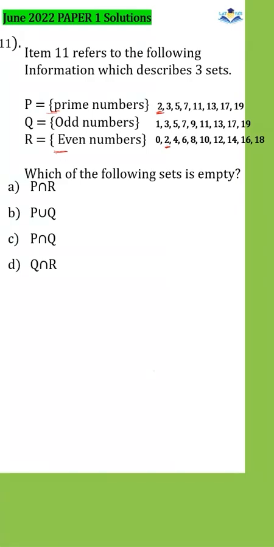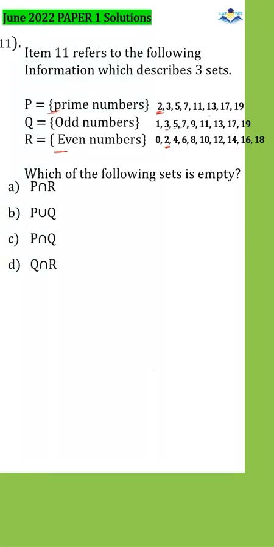Let's look at the next one. P union Q. P union Q means what? Everything that is in P and Q, and we have elements for that set. So that set is not empty. P intersect Q. What do P and Q have in common? They have quite a few elements in common, for example, 3, 5, 7, and so on. Okay, so that set is not empty.